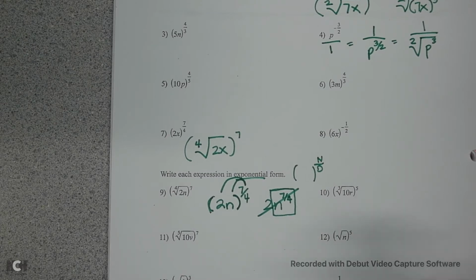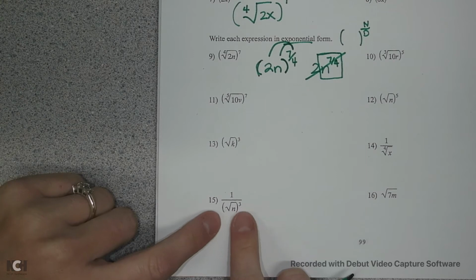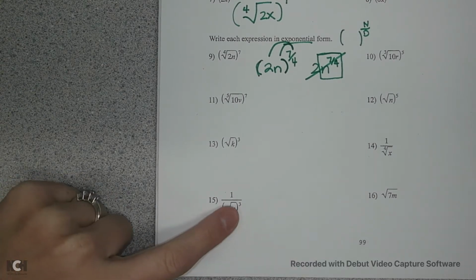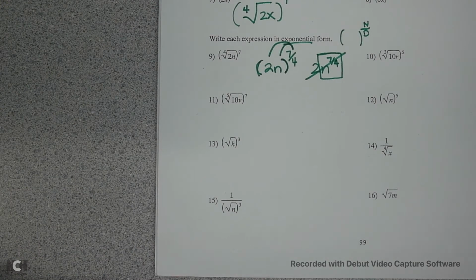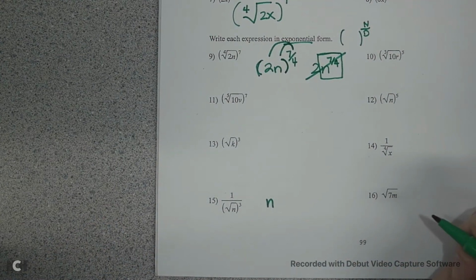Let's see, another one. Oh yeah, 15. Remember, we want to get him out of downstairs, okay? And he doesn't want to be out of downstairs because he likes the downstairs because that 3 is positive. So I'm going to put my n here, and you can put a parenthesis. You don't have to because there's only one item.